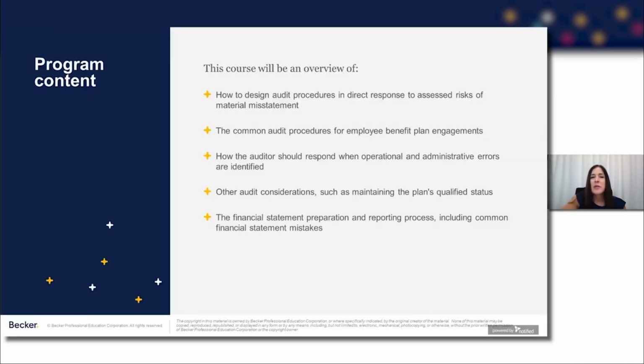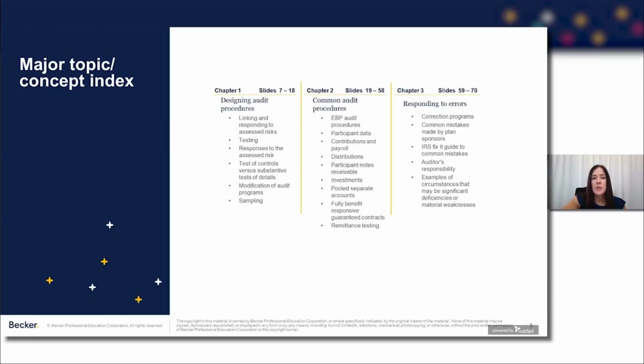So this course will be an overview of how to design audit procedures in direct response to the assessed risk of material misstatement, the common audit procedures for employee benefit plan engagements, how the auditor should respond when operational and/or administrative errors are identified, other audit considerations such as maintaining the plan's qualified status, and then financial statement preparation and reporting process. So that's an overview of the topics that we're going to be covering today. It is broken out into about 5 different sections.